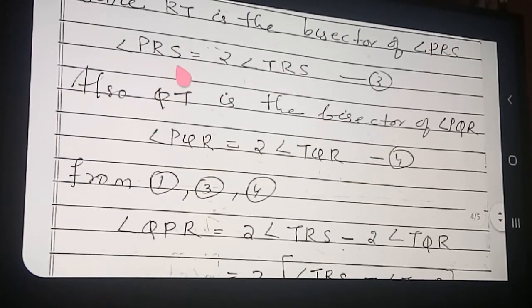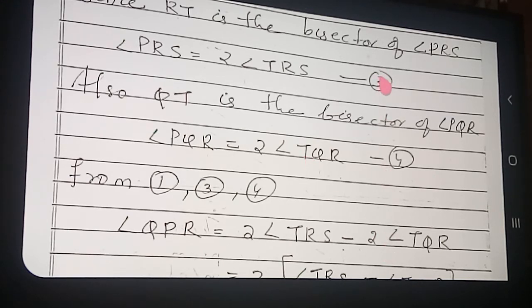See 3, in the place of PRS what did I write? In the place of PRS we have written 2 times TRS. In the place of PQR what did I write? 2 times angle TQR. Did you get the points clearly? So this is the first equation. Here PRS is written, here PQR is written. Therefore in the place of PRS we have written 2 times angle TRS, and in the place of PQR we have written 2 times TQR.